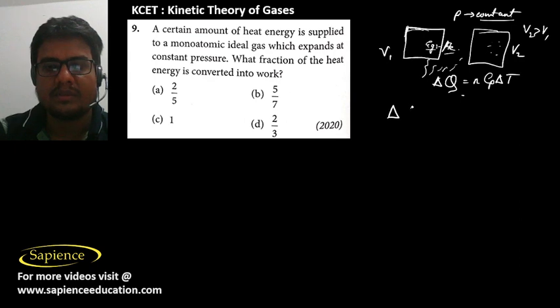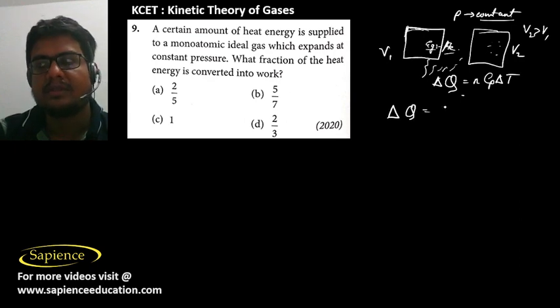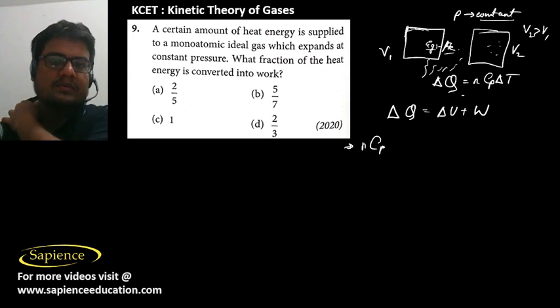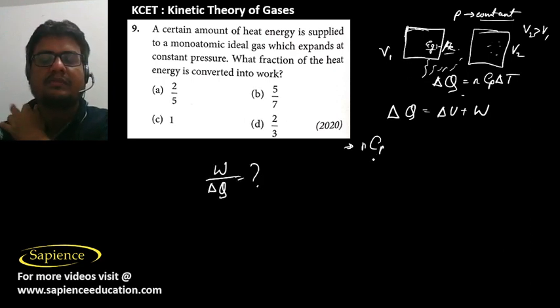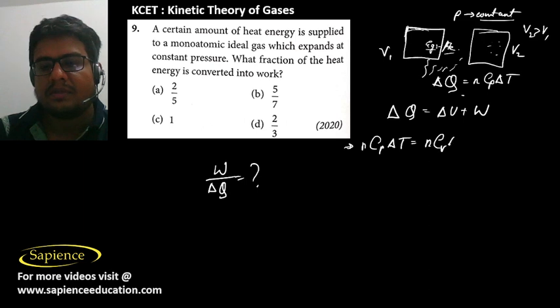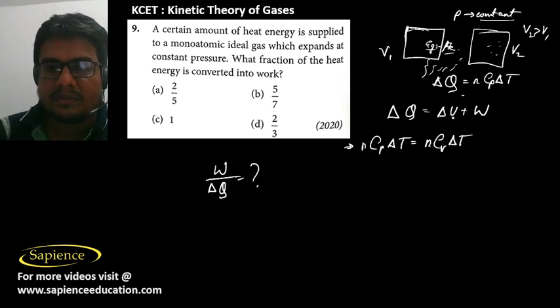The amount of heat energy that is supplied will increase the internal energy, and it will do some work also. So delta Q is equal to nCp delta T. What fraction of the heat gets converted to the work? So it means that W by delta Q, that fraction is what we have to find. So nCp delta T will be equal to, delta U is nCv delta T.